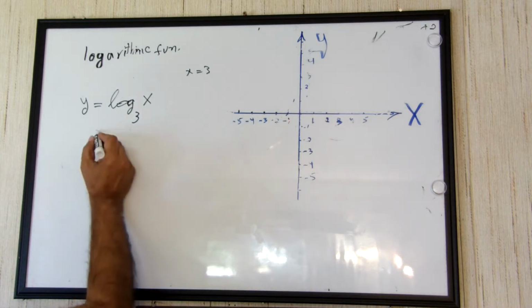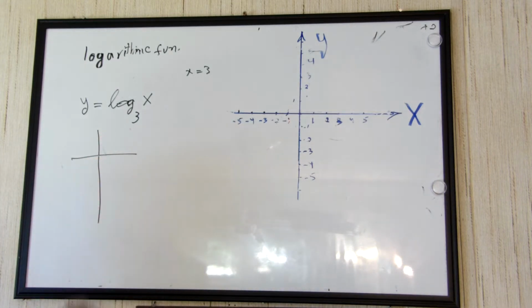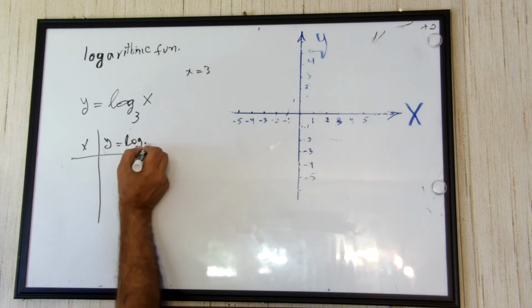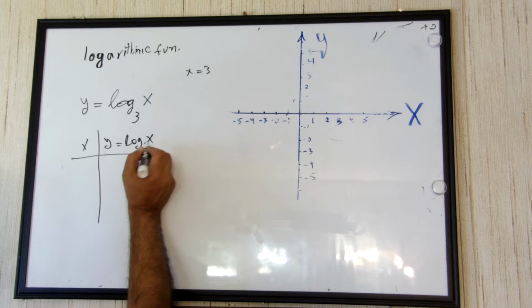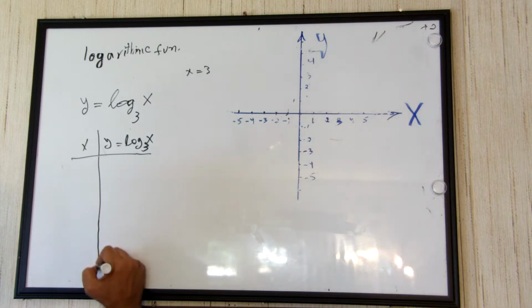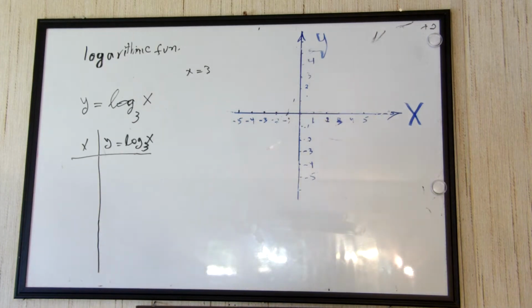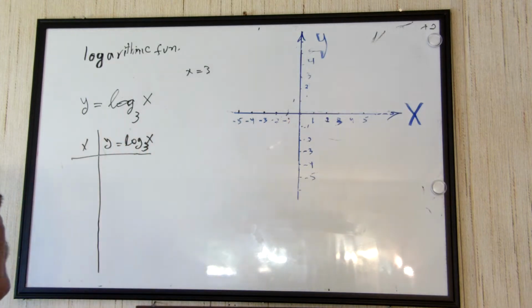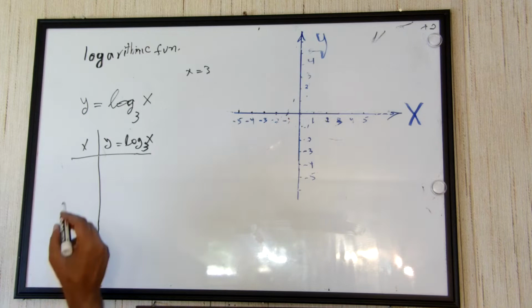So we give values to x. Y is equal to log base 3 of x. How do we graph this? We have to give some x values. For simplicity, we can give any value to x and find y. You would need a calculator, but for drawing, we make it easier.